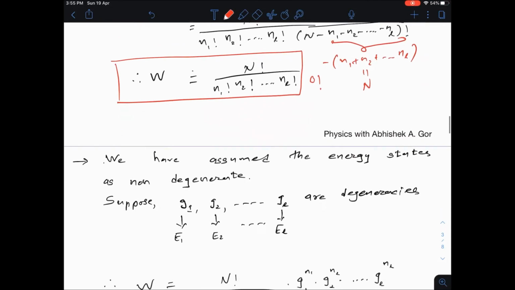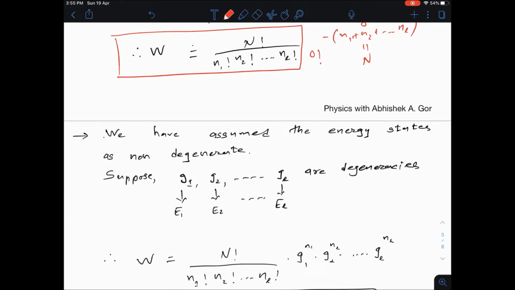Now let's suppose that these energy states are degenerate, right? Then we can say that we have degeneracy G1 corresponding to energy level E1, G2 corresponding to energy level E2, and GL corresponding to energy level EL. So for example, let's take some ith energy level Ei, correct, and it has how many particles? Ni, and the degeneracy is Gi.